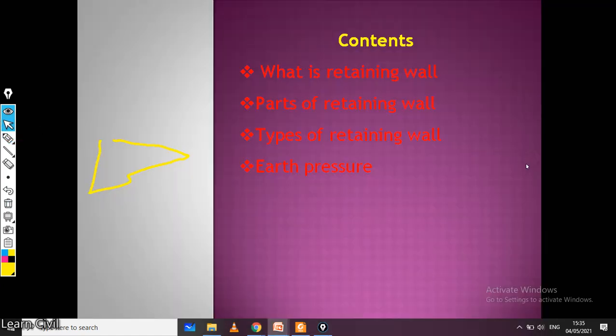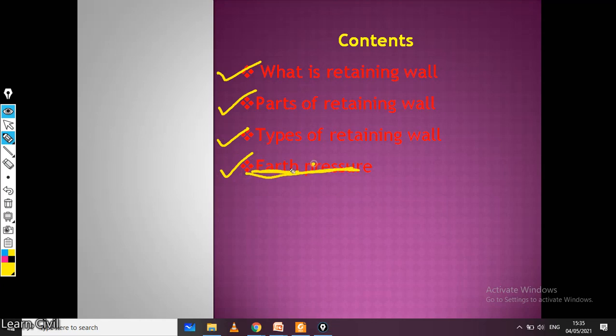Okay, we'll see some contents like this. First we'll see what a retaining wall is, then parts of a retaining wall, types of retaining wall, and we'll see up to this point only. The rest is not that important for this design.